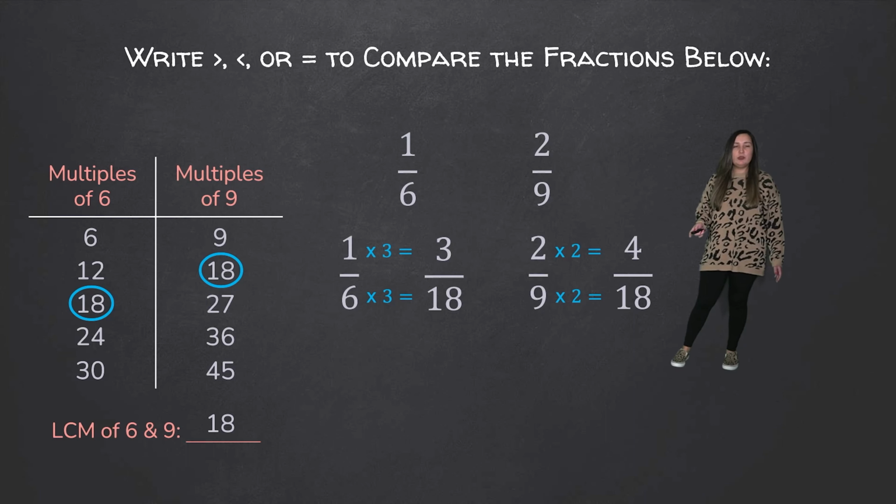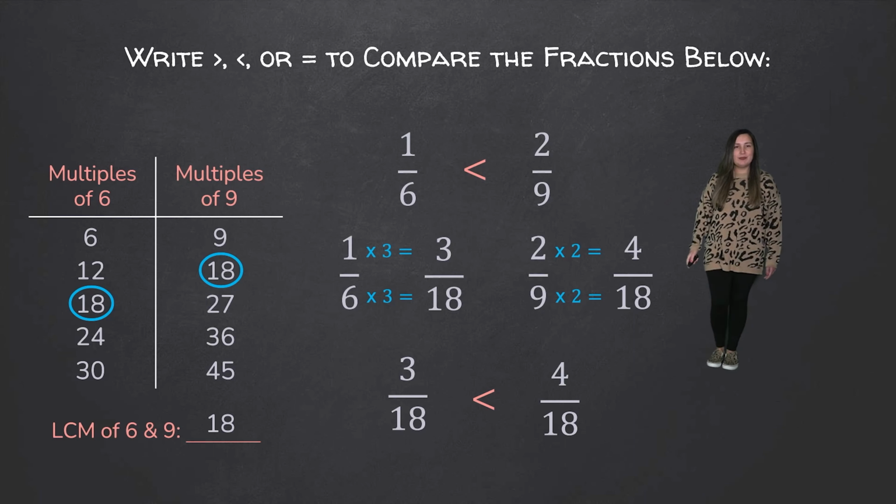And now we have two fractions that have a denominator of 18 that we can compare. So 3 over 18 and 4 over 18. And 3 over 18 is less than 4 over 18, which means that 1 over 6 is less than 2/9. And that's it for comparing fractions.